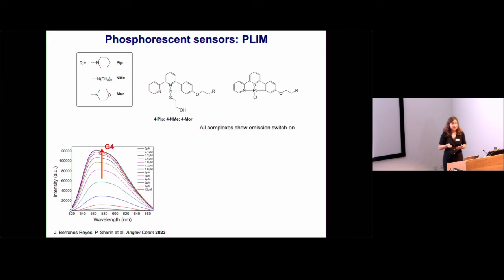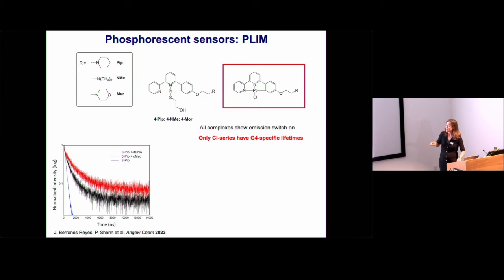So transition metal complexes are really good candidates for phosphorescence because they have efficient transfer of the singlet to triplet states. And so we synthesized these platinum complexes, which were known to be duplex and quadruplex binders. All of the complexes that we've made have a large increase in their fluorescence upon binding to G4 and duplex DNA. But luckily, this one series of complexes with chloride ligand attached to the platinum also have a good distinction in lifetime. So quadruplexes have a much longer phosphorescence lifetime compared to a duplex, and both of them are much longer than the free complex in solution.